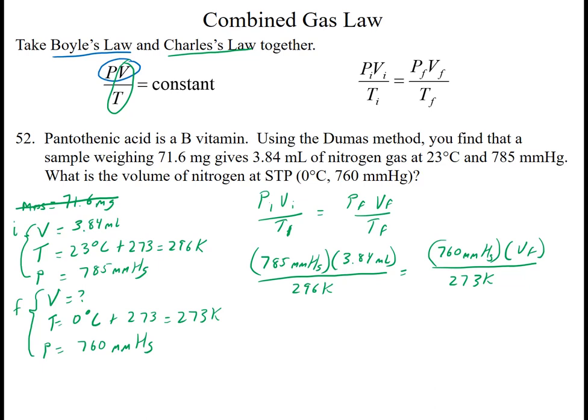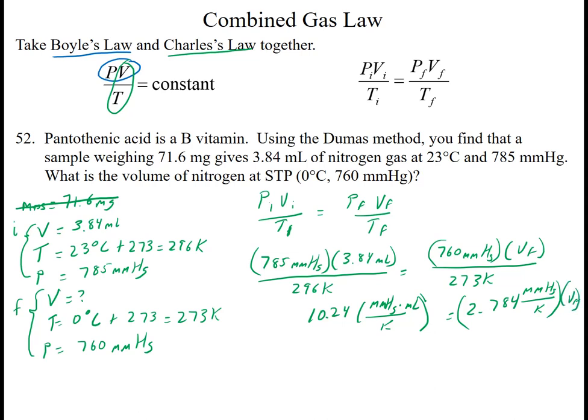When I multiply and divide this or simplify this, I get 10.24. And this is going to be in millimeters of mercury times milliliters divided by K. If I take 760 divided by 273, I get 2.784. And again, that's in millimeters of mercury per K times my VF at the end of my slide there.